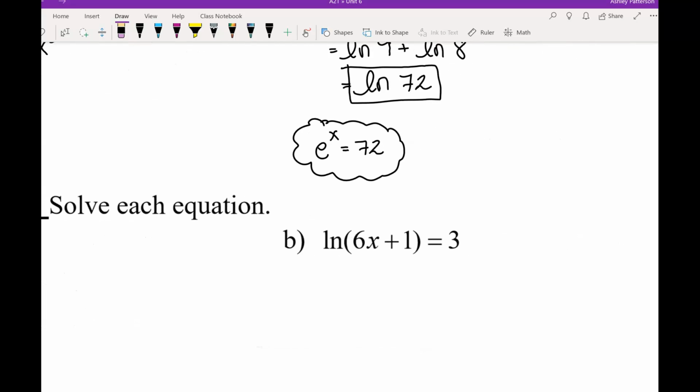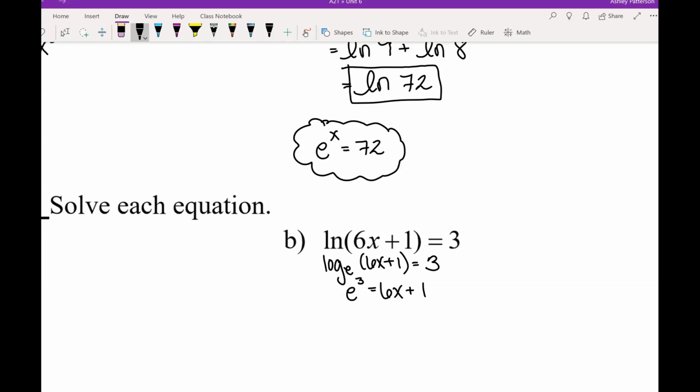Okay, for B, again, same situation. I'm going to rewrite the natural log as the log base e of this quantity so that I can see, oh, I'm dealing with base e. My only option, since I have one logarithmic term equal to a constant, is to rewrite it as e to the 3rd power is equal to 6x plus 1.